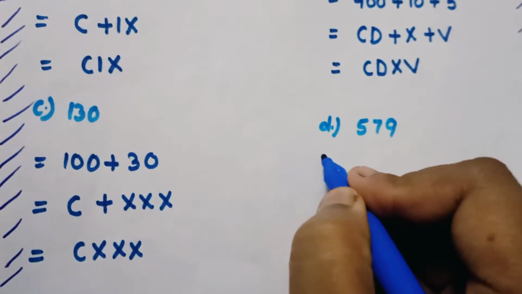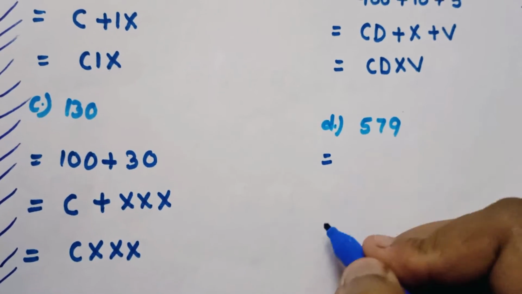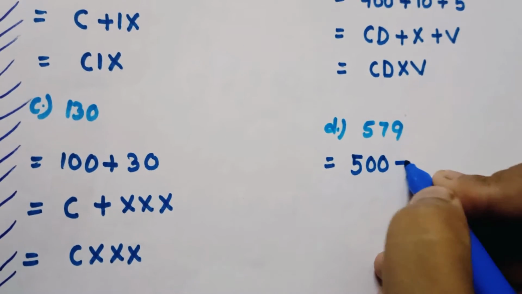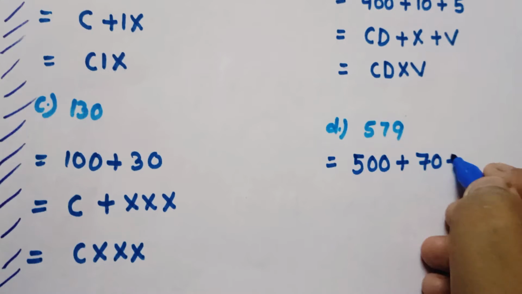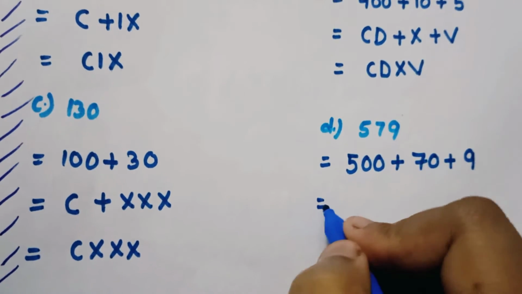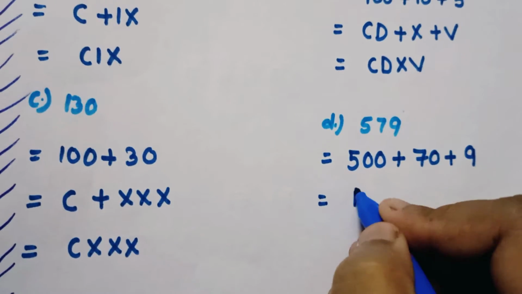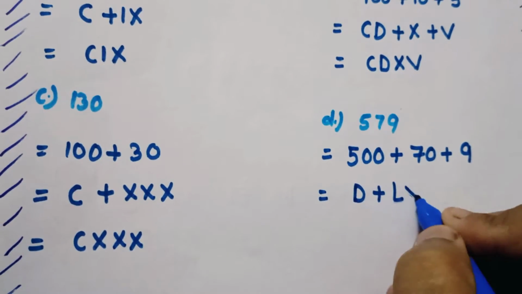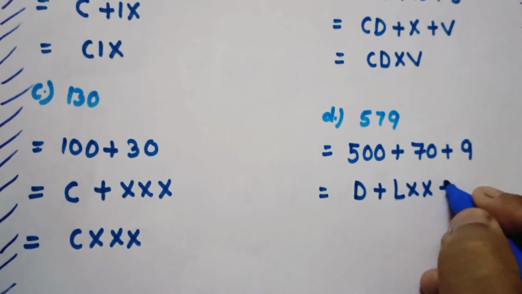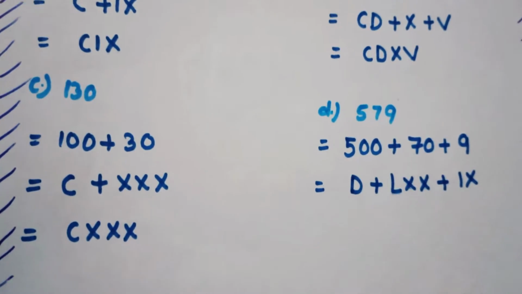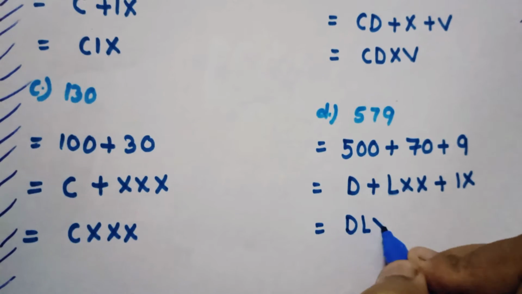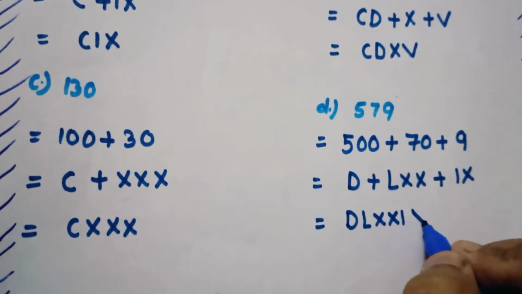Okay, now 579. Expanded: 500 plus 70 plus 9. Roman numeral of 500 is D. Roman numeral of 70 is LXX. Roman numeral of 9 is IX. Remove these plus signs. D, L, X, X, I, X.